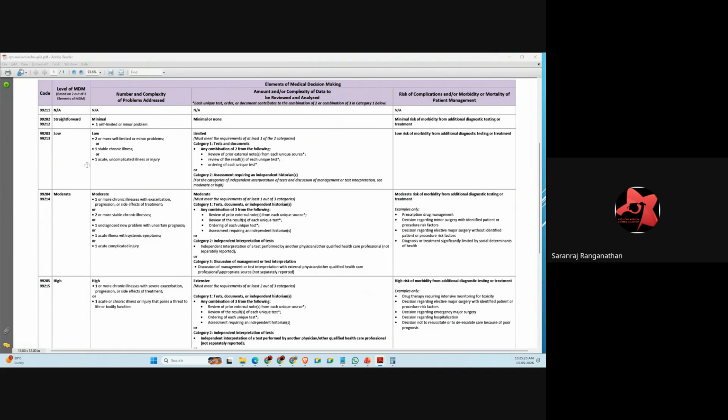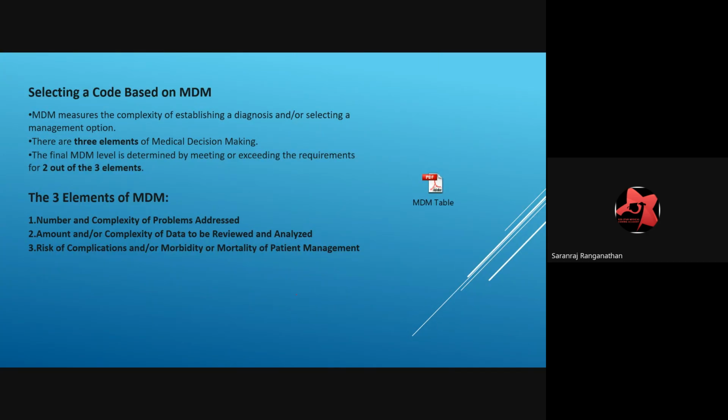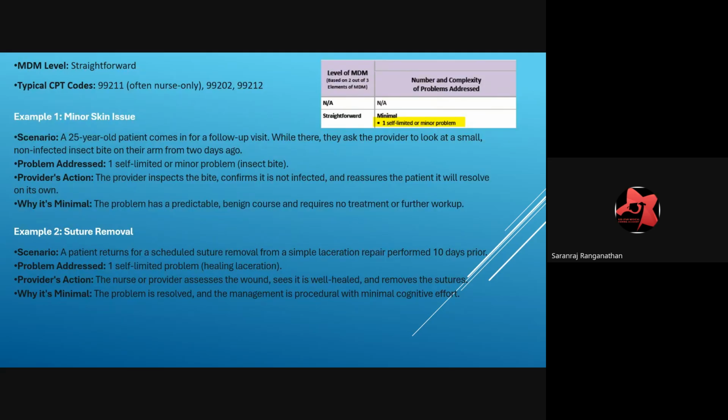So coming back to the slide, whatever the COPA, I have segregated here and made a separate slide for each and every level. So we'll be discussing each level with examples. The first thing is straightforward in the COPA, which is the number and complexity of problems addressed. What it says is minimal. What is the requirement? Minimal: one self-limited or minor problem.